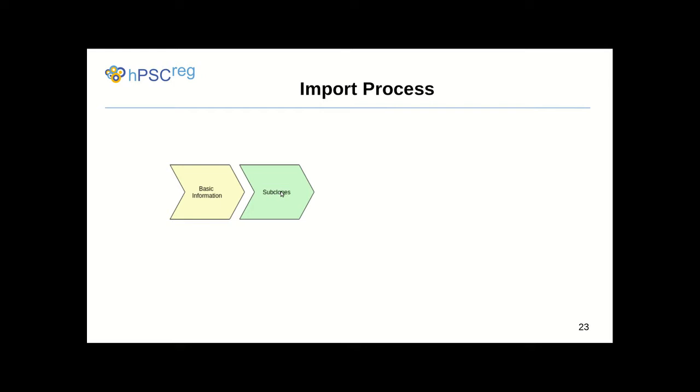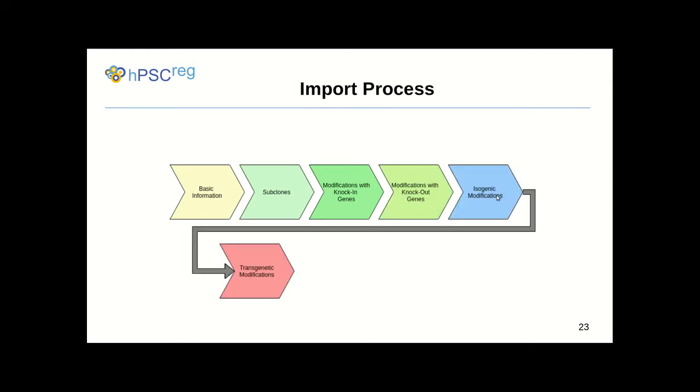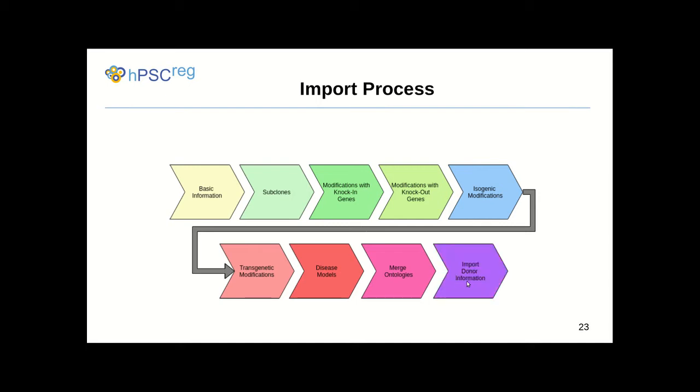And afterwards we imported the genetically modified subclones. And then we define the modification details. So we start with knock-in genes, knock-out genes, isogenic modifications and transgenic modifications. And afterwards we imported the disease models. And then we had several ontology files, and then we merged all these OWL files to one file, and afterwards we could import the donor information.